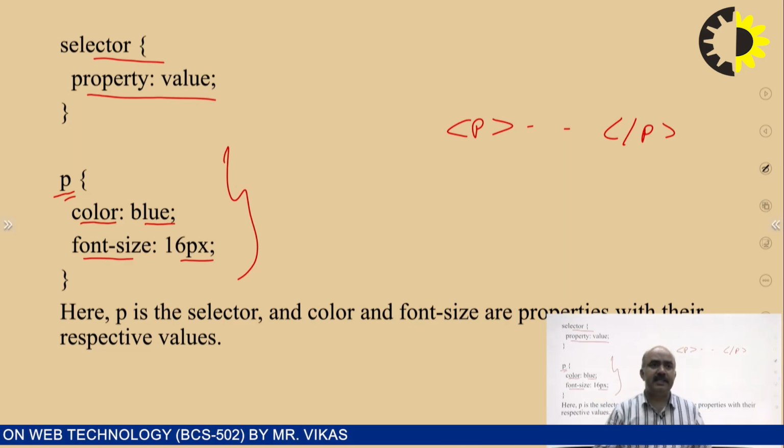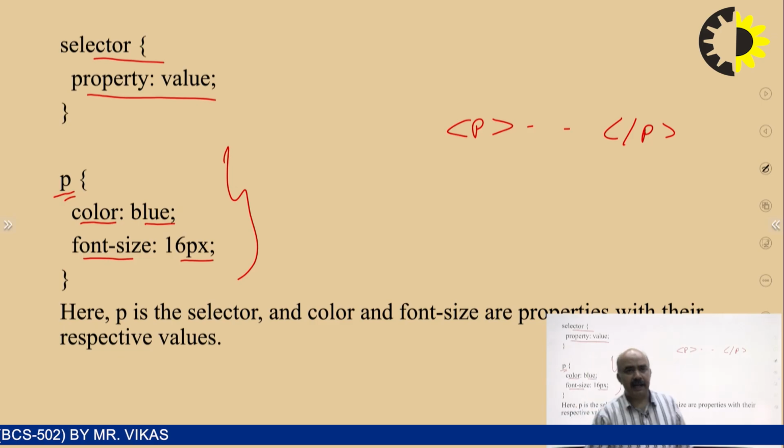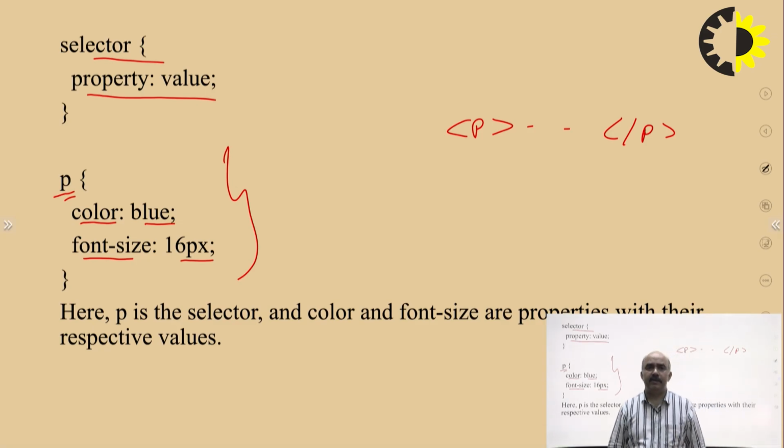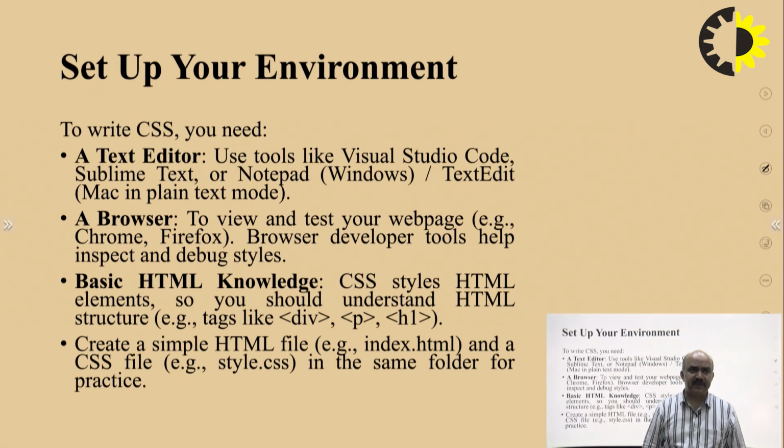It means 16 pixel size is there. So here the p is the selector, and the color and the font size are the properties, with their respective values being defined while writing in CSS.